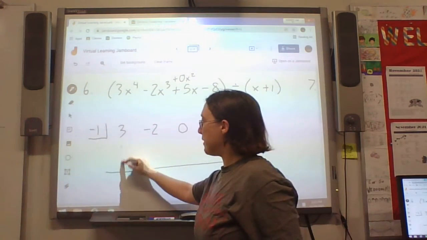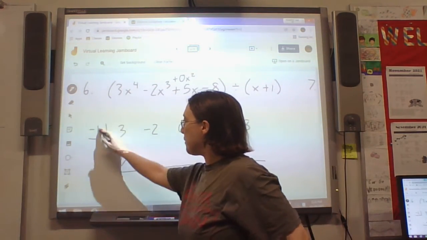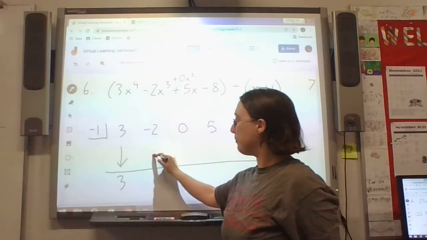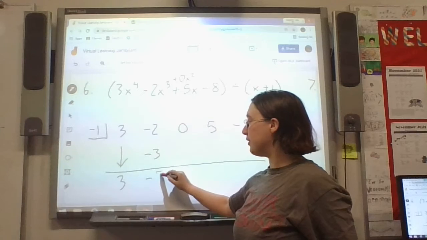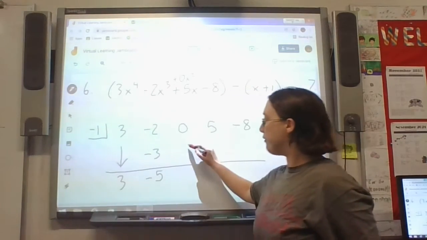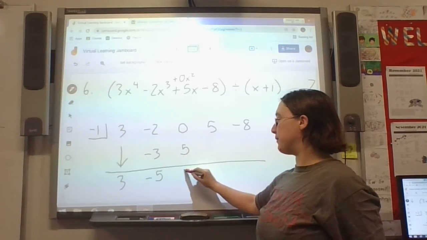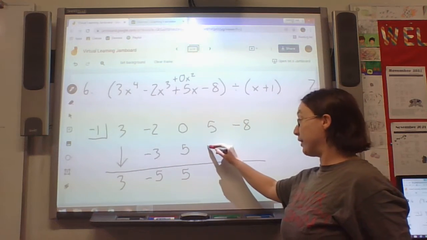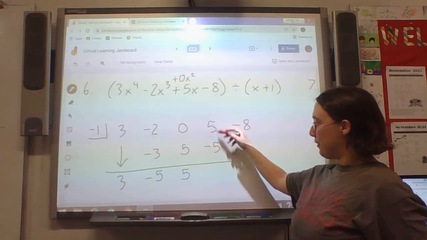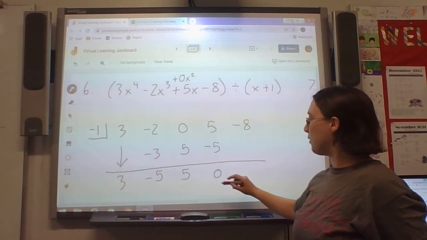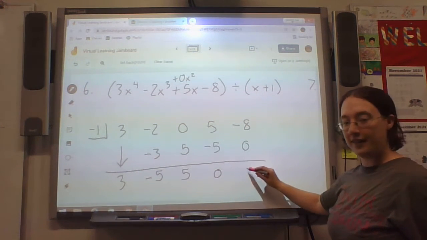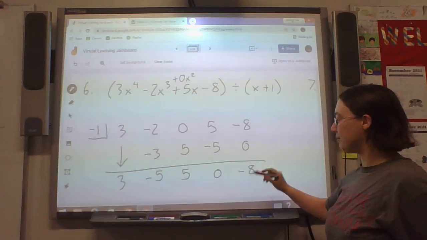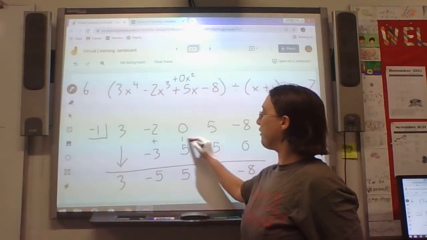So that 3 is coming down. 3 times negative 1 is negative 3. Negative 3 plus negative 2 is negative 5. Times a negative 1 is 5. Plus 0 is 5. Times negative 1 is negative 5. 5 plus negative 5 is 0. 0 times negative 1 is 0. Plus a negative 8 gets you negative 8. Just added those pluses in.